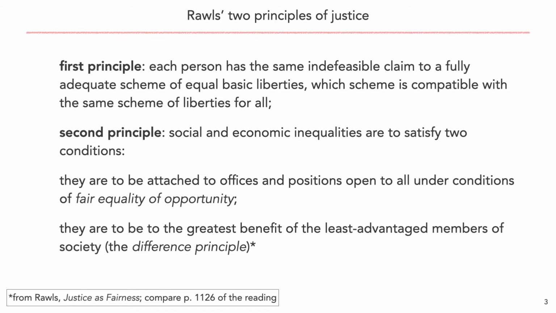And the second principle, which is in two parts, social and economic inequalities are to satisfy two conditions. First, that they are to be attached to offices and positions open to all under conditions of fair equality of opportunity. And that's analogous to runners not just starting at the same line, but having access to the same training and facilities. And the second bit of the second principle is these social and economic inequalities are to, if there are any such, are to be to the greatest benefit of the least advantaged members of society, which Rawls calls the difference principle.